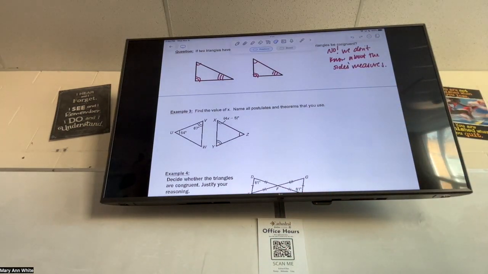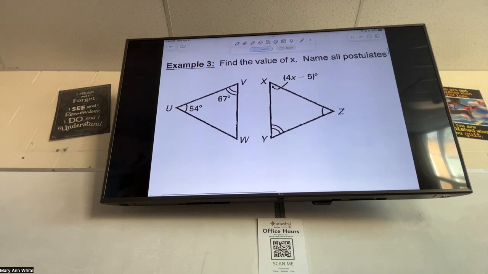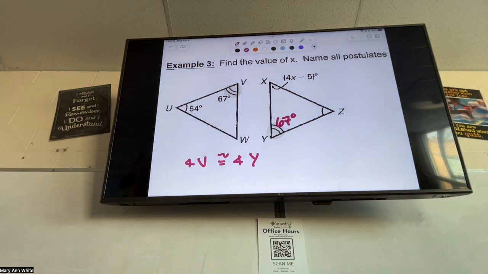First things first, let's label what we know. What are some things that we know are congruent? Give me two angles that you know are congruent. V and Y. I heard V and Y. Awesome. V and Y. Okay. So if I know that V is 67, can I label Y as 67? Yes. Sure. They're congruent. Yes, I can.